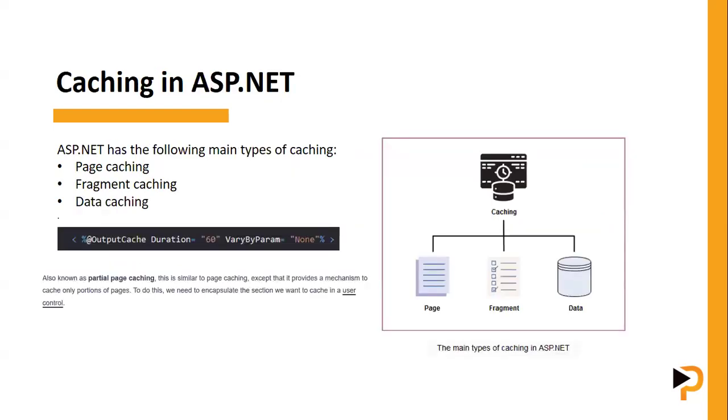Next, caching in ASP.NET. ASP.NET has the following main types of caching: page caching, fragment caching, and data caching. With page caching, we can cache all the page details and frequently serve them through the cache. Next, if you want a particular block of code or a particular section of your page to be cached, then there is fragment caching. But mostly we focus on data caching, because in every dynamic application, we fetch the data and we display it.